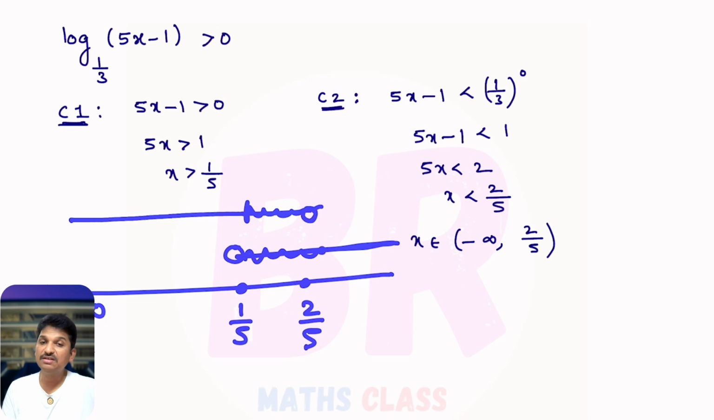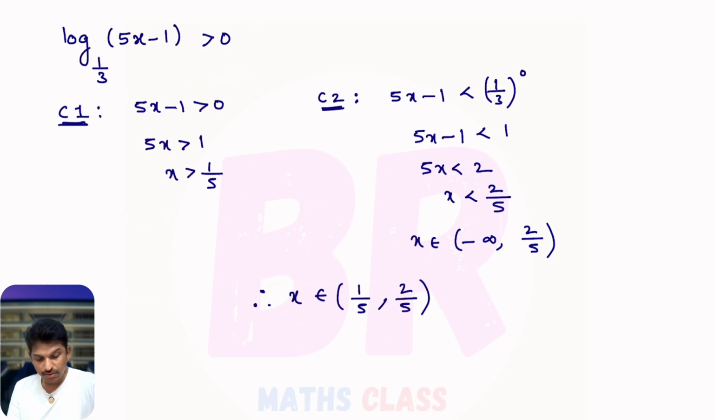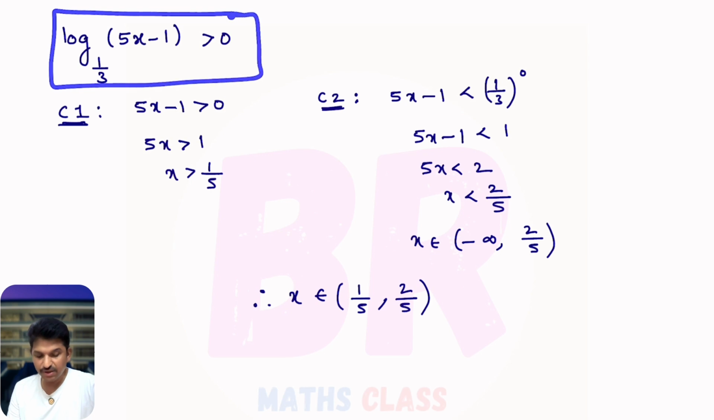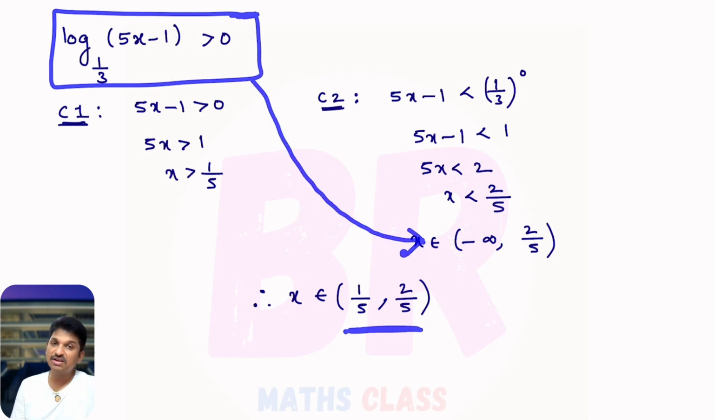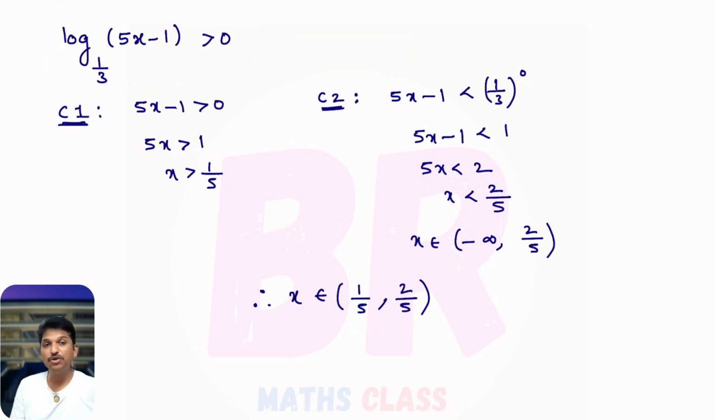So for what values of x does this inequality hold good? When x is in between 1 by 5 and 2 by 5. When I solved this inequality, I got these x values, but for all of them the inequality doesn't hold good, because this logarithmic function is defined only when x is greater than 1 by 5. I hope you understand this.